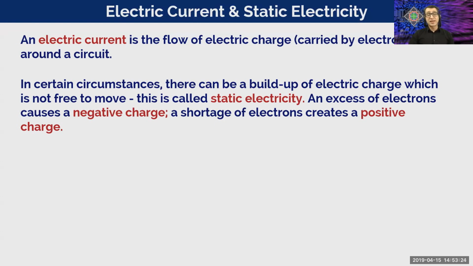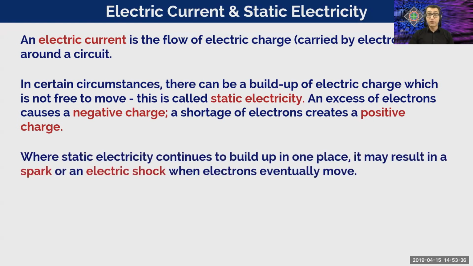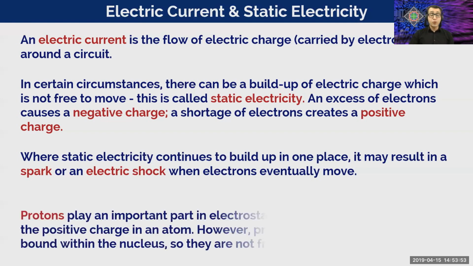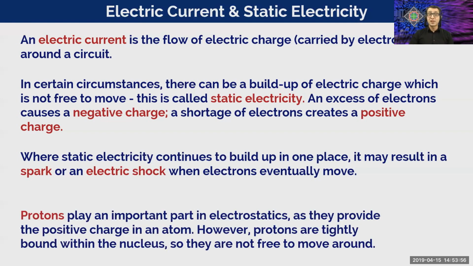Now, where static electricity continues to build up in one place, it can result in a spark or an electric shock when those electrons eventually move from the object where they are in excess to some other object where there are fewer of them. Now, the important thing to stress here is that it's the electrons which will move. Protons are locked up in the nuclei of atoms. When static charges discharge and produce an electric current like a spark, it's the electrons which are moving. Protons do play an important role in electrostatics because they provide the positive charges within atoms and within matter. But the protons are tightly bound within those nuclei and they're not free to move around.